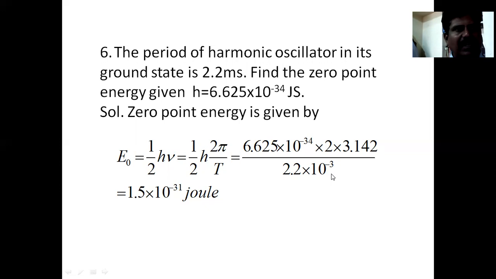The time period is in milliseconds. So after simplification of this term, you will get a value of 1.5 into 10 to the power minus 31 joule. Okay.